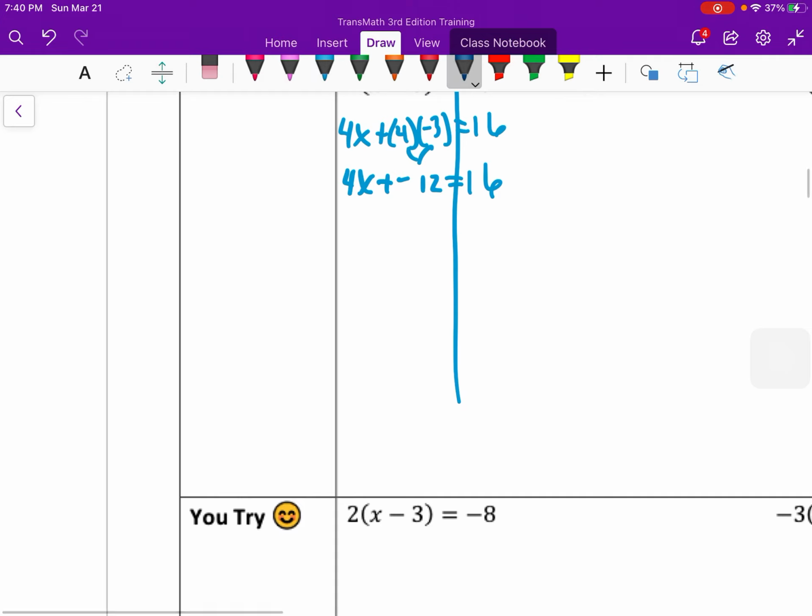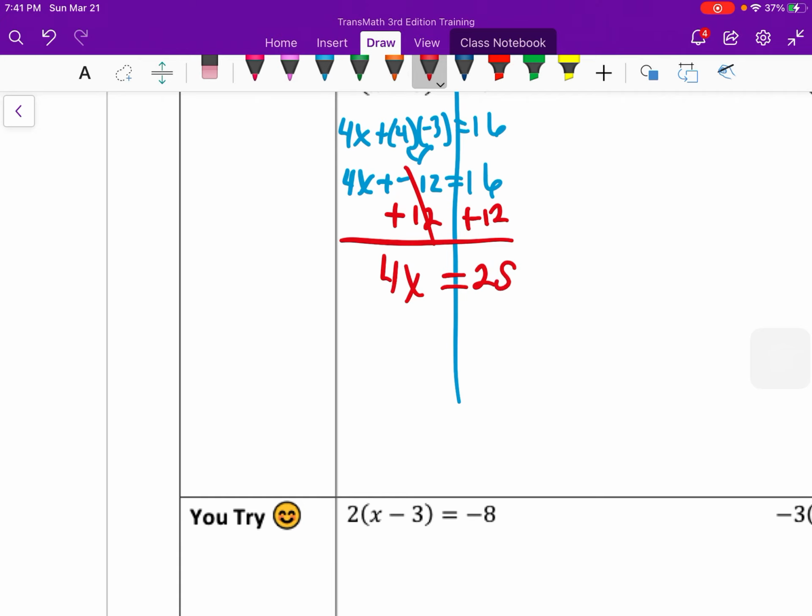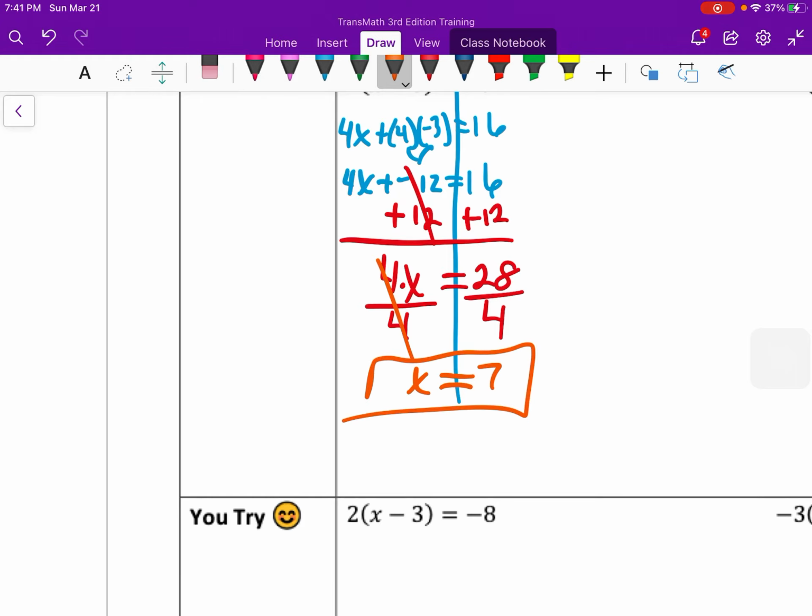Now we can do our inverse operations. Since we're adding a negative 12, the opposite would be to add 12 to both sides. That then becomes 0, so we have 4x equals 16 plus 12, which is 28. And then we'll divide both sides by 4 since it's 4 times x. Now that simplifies to 1x, or just x, equals 28 divided by 4, which is 7.